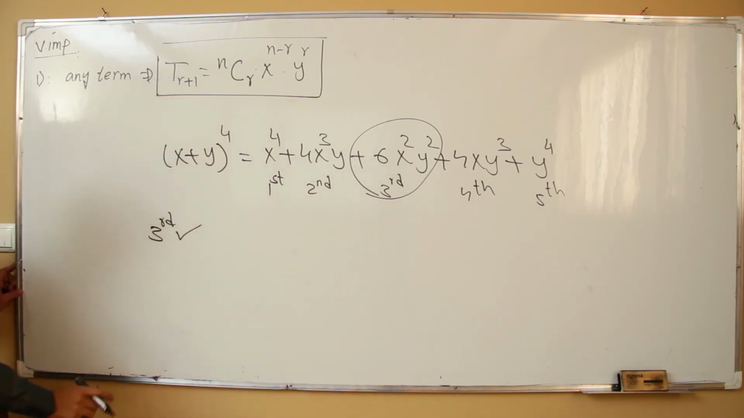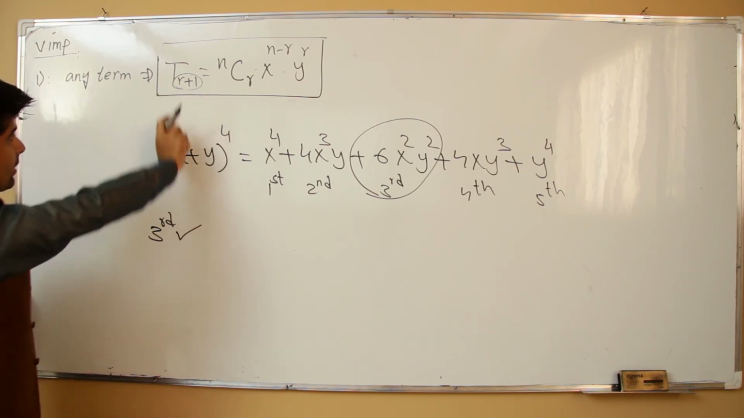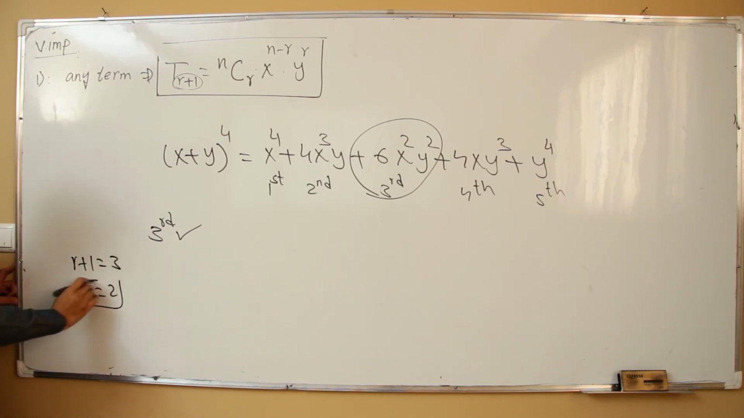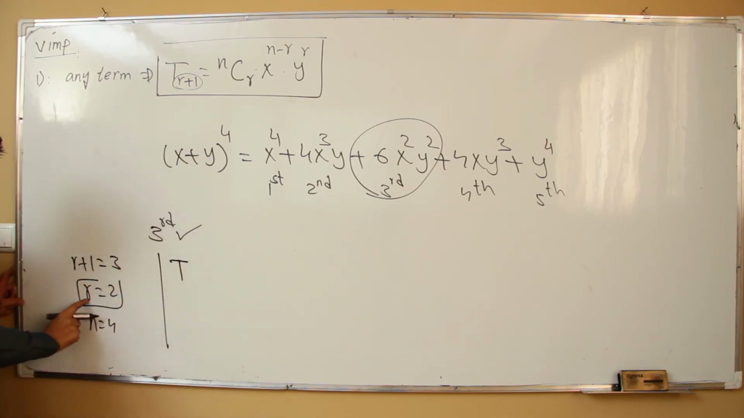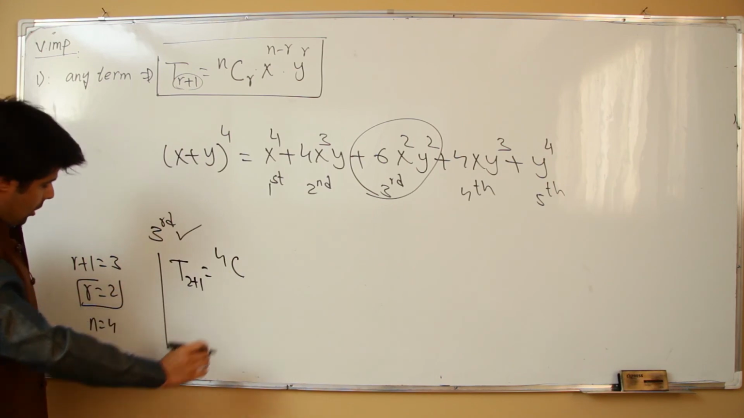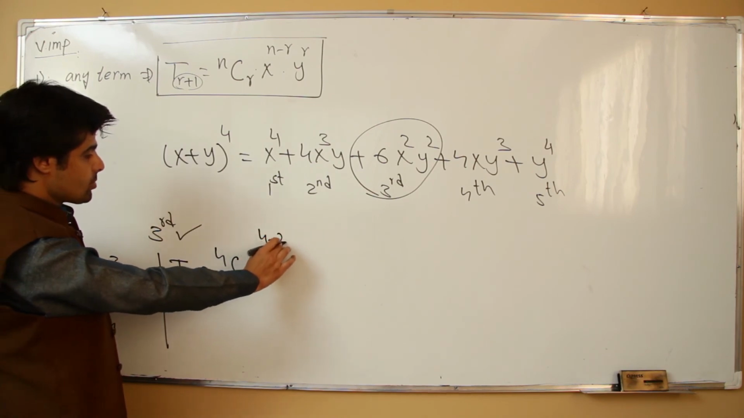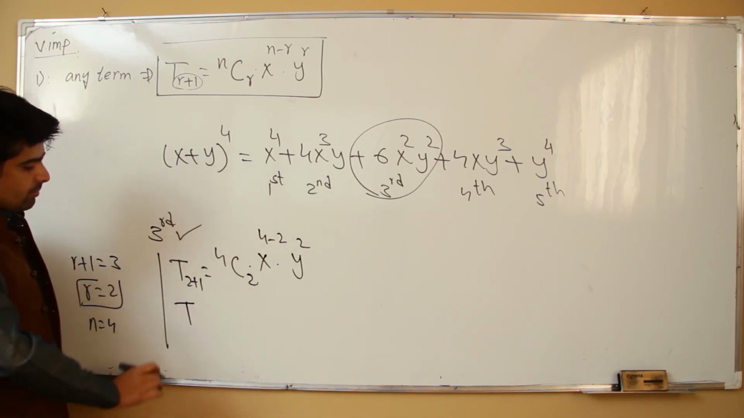Instead, you can use this formula. First, this is the term that we want to find. I mean r plus 1, put it equal to 3, then r is what? 2. Now, what is n in this one? In this expansion, n is 4, x is x, y is y, then put the formula: T(2 plus 1), n is 4, C, r is what? r is 2, and x to the power 4 minus 2, and y raised to the power 2. Then simplify this one. This is the term that we want to define.